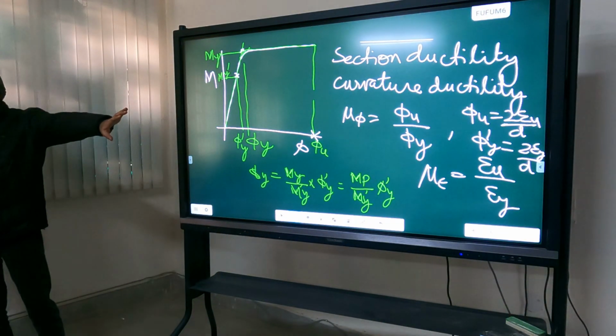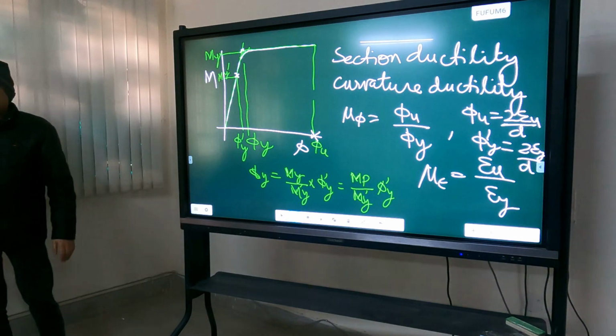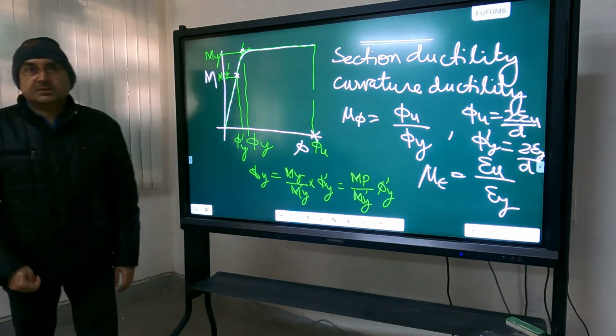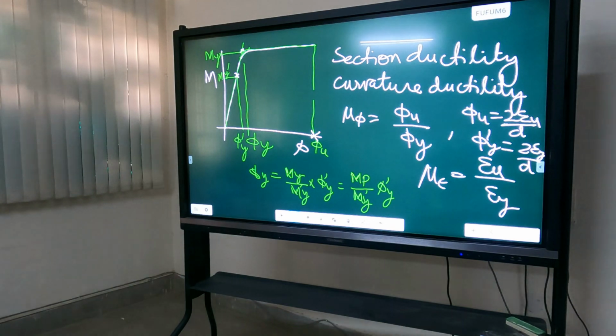So naturally this was very simple. We will go towards more and more complex sections. We will reach RCC. But before that, I want you to do one exercise. Let us assume that this section is not subjected to pure bending, but it is subjected to axial force also, P. What will happen to this moment curvature curve in presence of axial force? Let us say this section is having an axial force equal to 25% of its capacity.